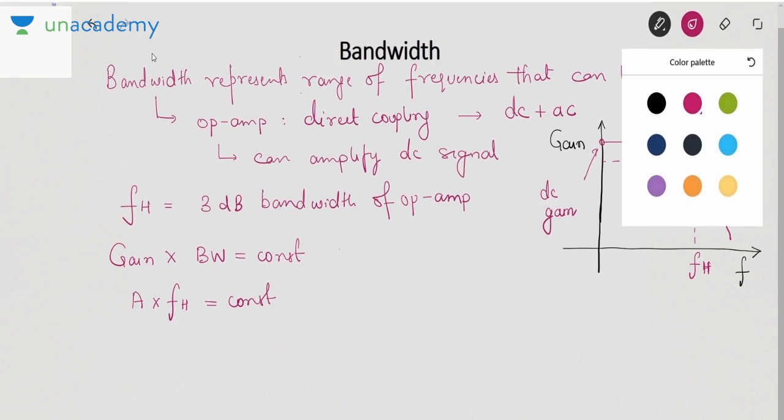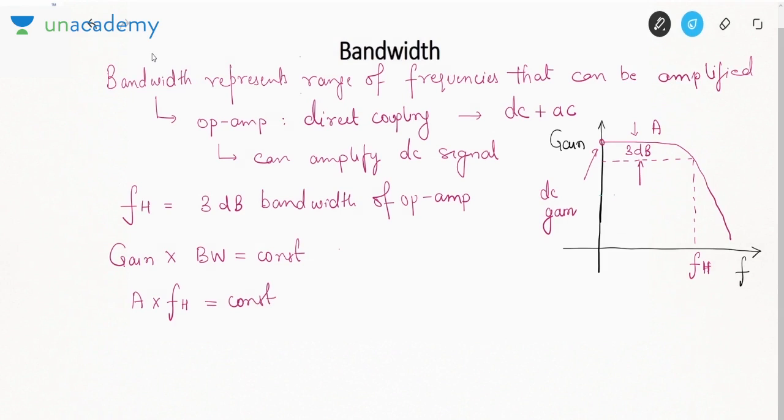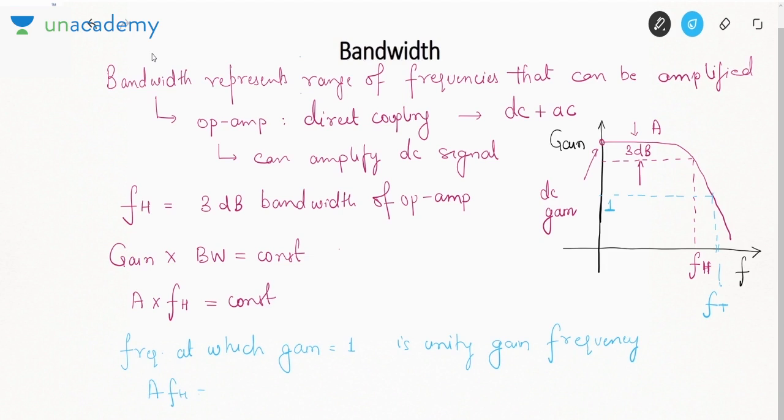Now we define one more frequency which is called the unity gain frequency. This frequency is FT, where the gain is 1. So the frequency at which gain is equal to 1 is the unity gain bandwidth or unity gain frequency. So in that case, A into FH will be equal to FT into 1, or you can say FT is A FH.